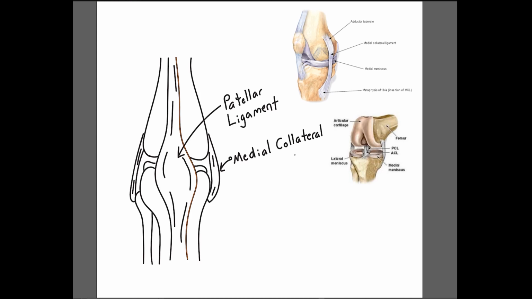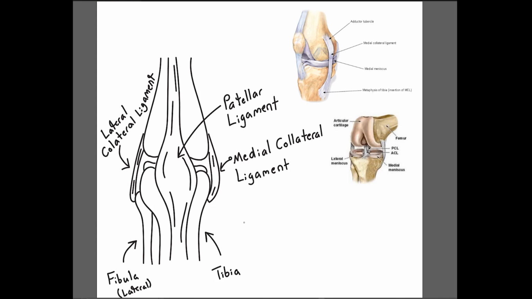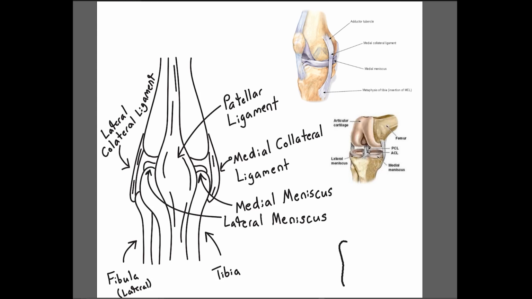Moving on to the sides, we have the collateral ligaments. These ligaments are also named after locations, medial and lateral, but the reference point this time is the fibula, which is the small bone located on the lateral side next to the tibia. Therefore, the lateral collateral ligament is attached to the fibula, while the medial collateral ligament is attached to the tibia. In addition, the medial collateral ligament is also attached to the medial meniscus, which sits on the medial side of the tibia. The lateral collateral ligament does not attach to the lateral meniscus because it's attached to the fibula, so it sits too far out.